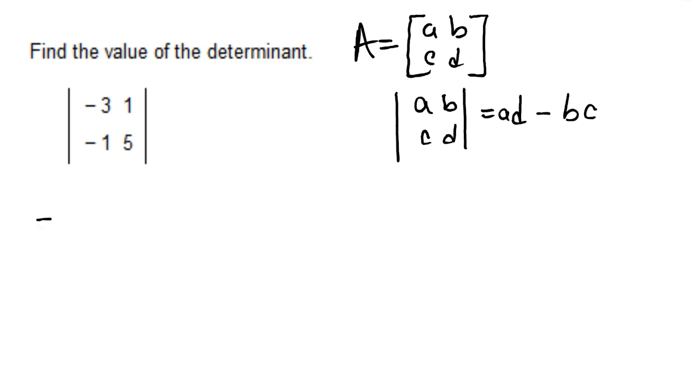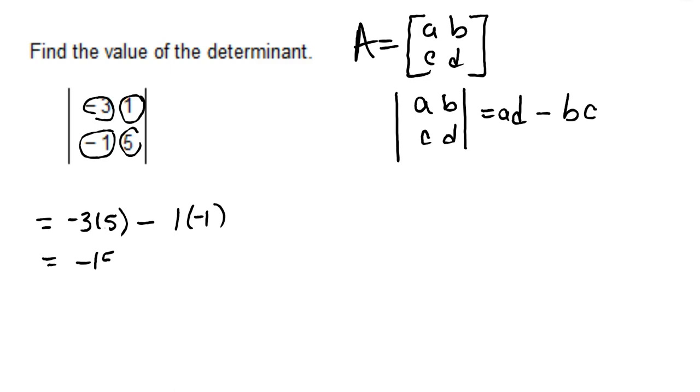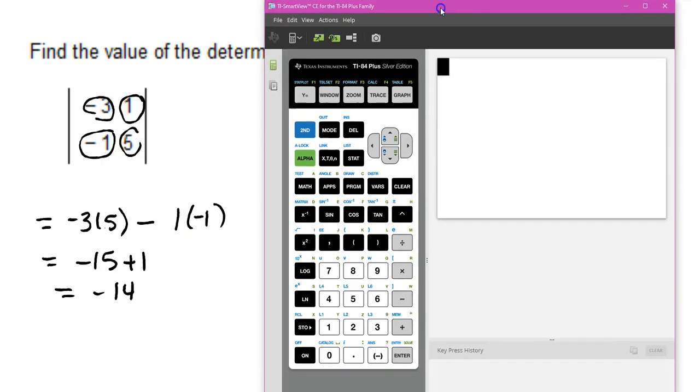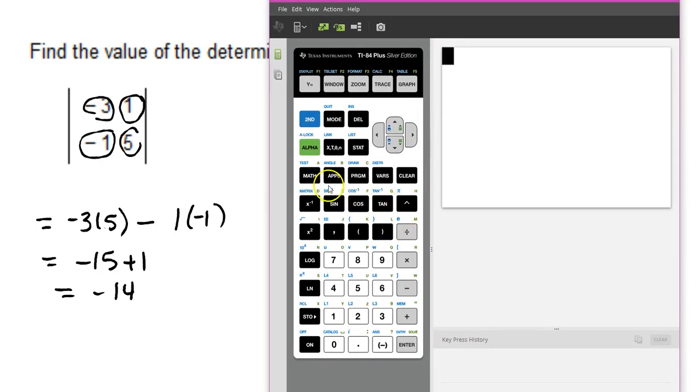So for this one, we can find the determinant by doing A times D, negative 3 times 5, minus B times C. So 1 times negative 1. So that's negative 15 plus 1, which is negative 14. We can also do this calculation in the calculator. So we're going to enter in the calculator this matrix.